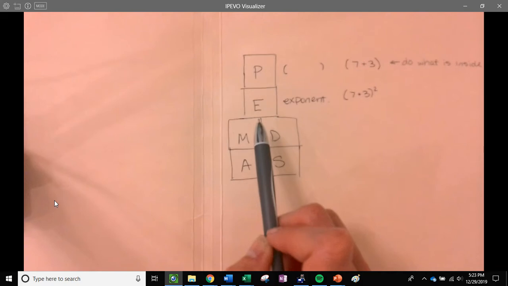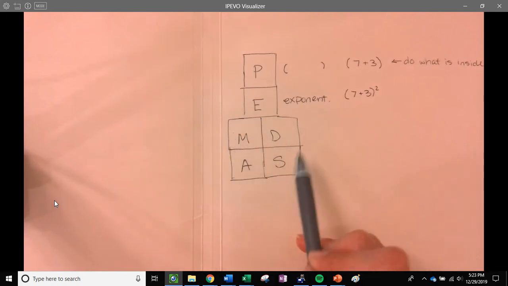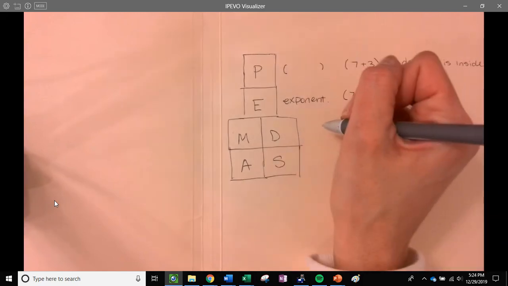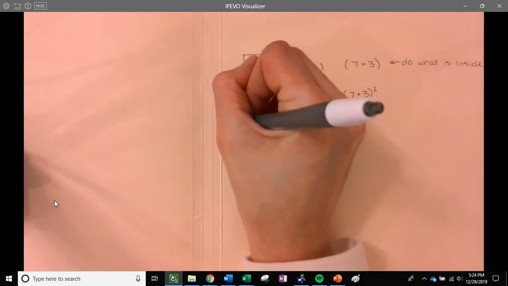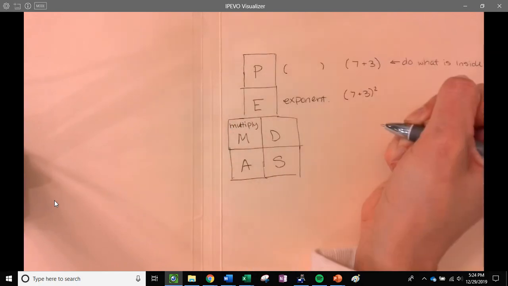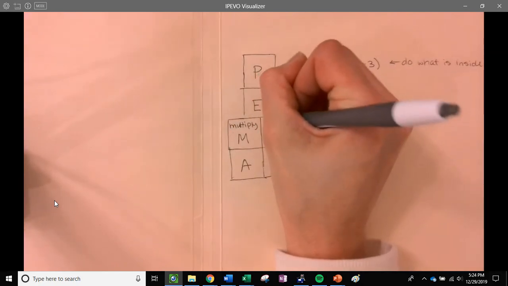After that, what's in the block? You've got a little bit more flexibility. M is multiply. Again, my spelling, not the best. D, divide.